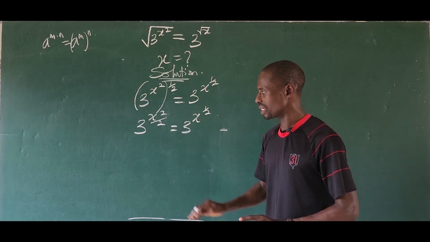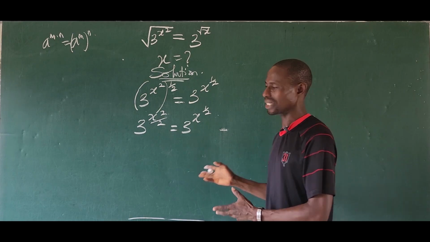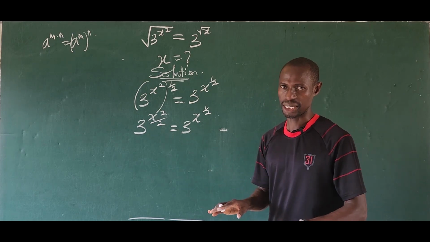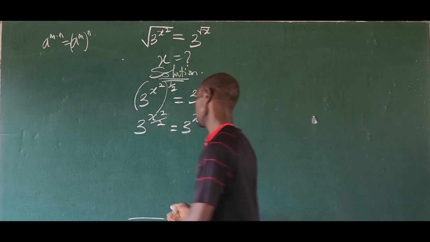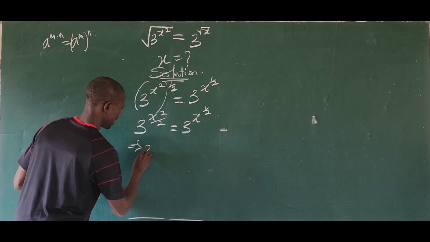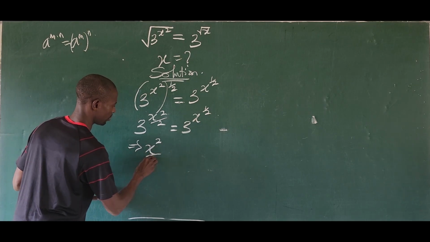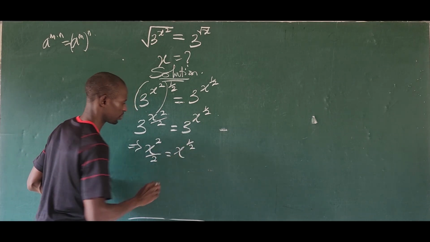If you check the base numbers, they are the same, that on the left-hand side and that on the right-hand side. And so it means we can equate the exponents. If we equate, this gives us x to the power of 2 over 2 equal to x to the power of 1 over 2.